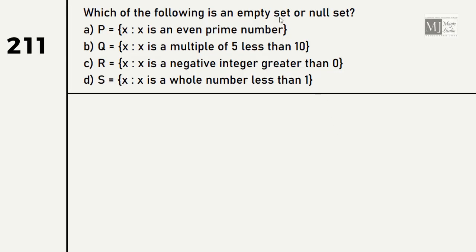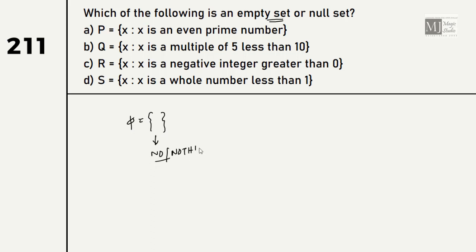Which of the following is an empty set or null set? What do we mean by empty set? Empty set means no element or nothing in the given set. Set P is X, where X is an even prime number. We know we have an even prime number, and that is 2. That means set P is not a null set.